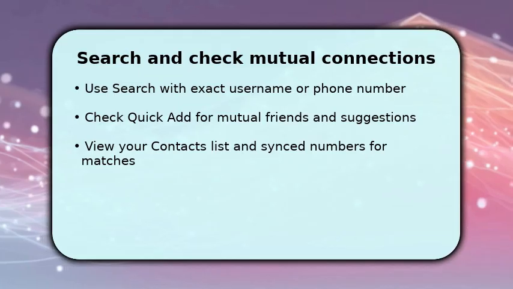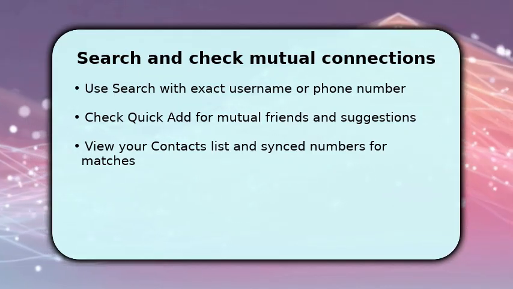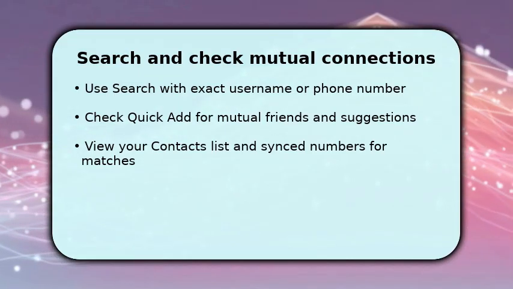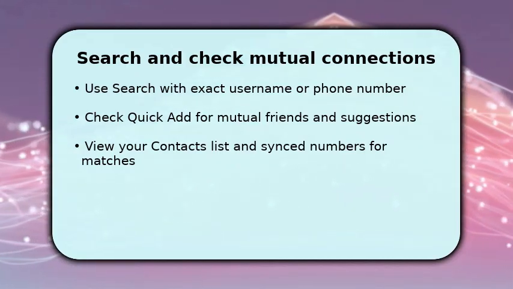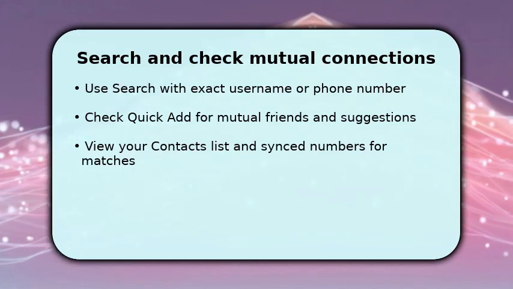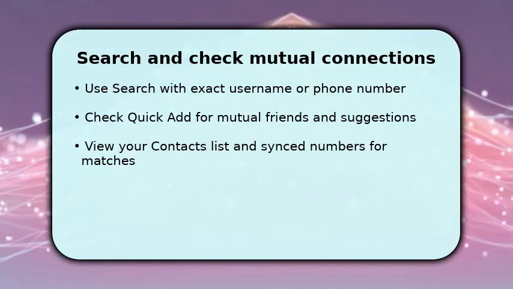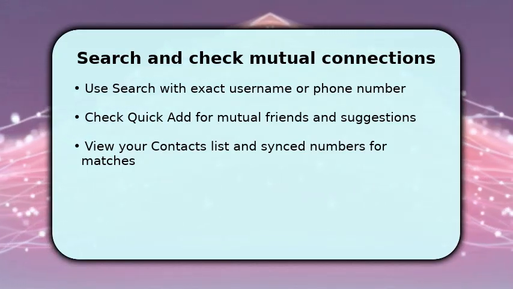Once done, review Quick Add. Mutual friends can resurface removed connections. Also inspect any shared group chats or Snap history where their name might remain. These clues explain why they disappeared and help you decide whether to re-add or message them off-app to confirm.